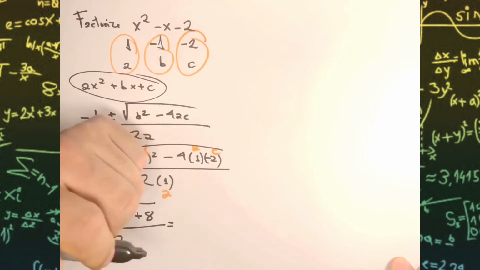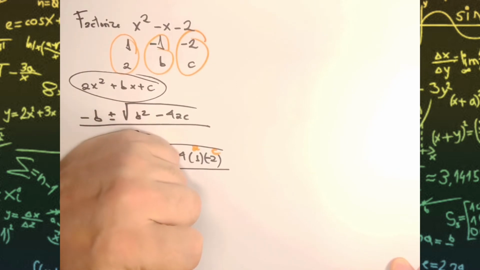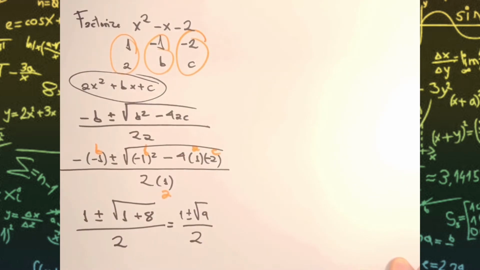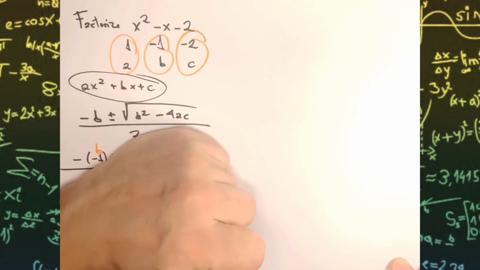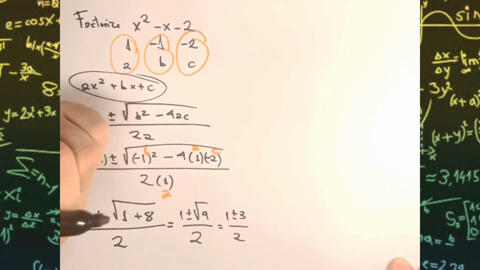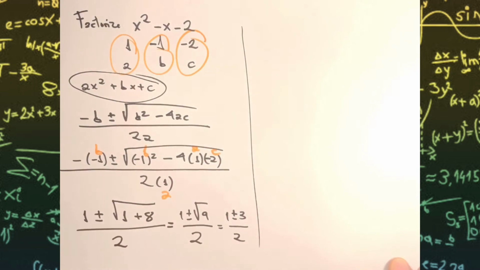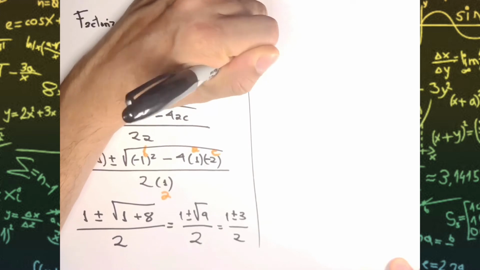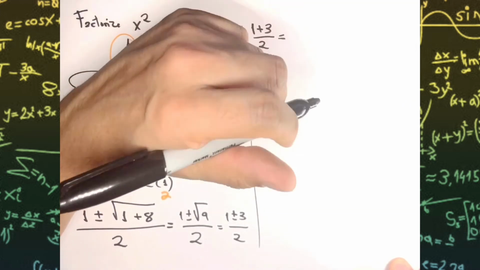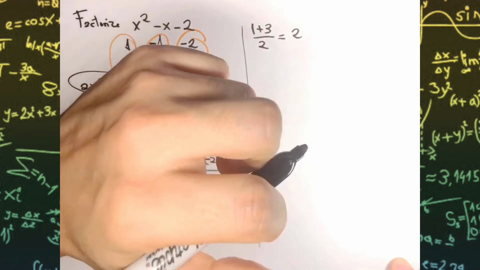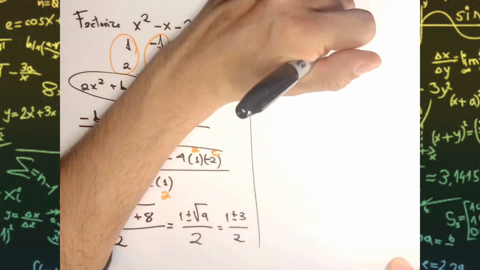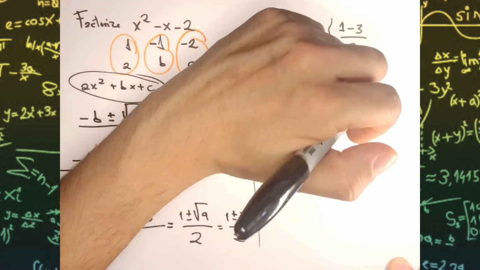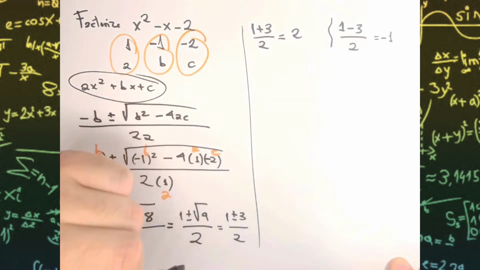This is going to be equivalent to 1 plus 8, 9, of course. So we're going to be left with 1 plus minus square root of 9 divided by 2. Therefore, again, a little bit more math. Square root of 9 is 3. So it's going to be 1 plus minus 3 divided by 2. Therefore, we're going to have here our two solutions. The first one is 1 plus 3 divided by 2, 1 plus 3 is 4, divided by 2 is 2. And the other one is 1 minus 3 divided by 2, 1 minus 3 is minus 2, divided by 2 is minus 1.